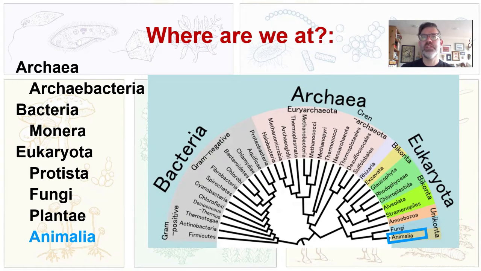We have talked about all three domains of life: bacteria, archaea, and eukaryota. And within the domain eukaryota, we have talked about three kingdoms: protista, fungi, and plantae. Today, we talk about the last kingdom, Animalia.